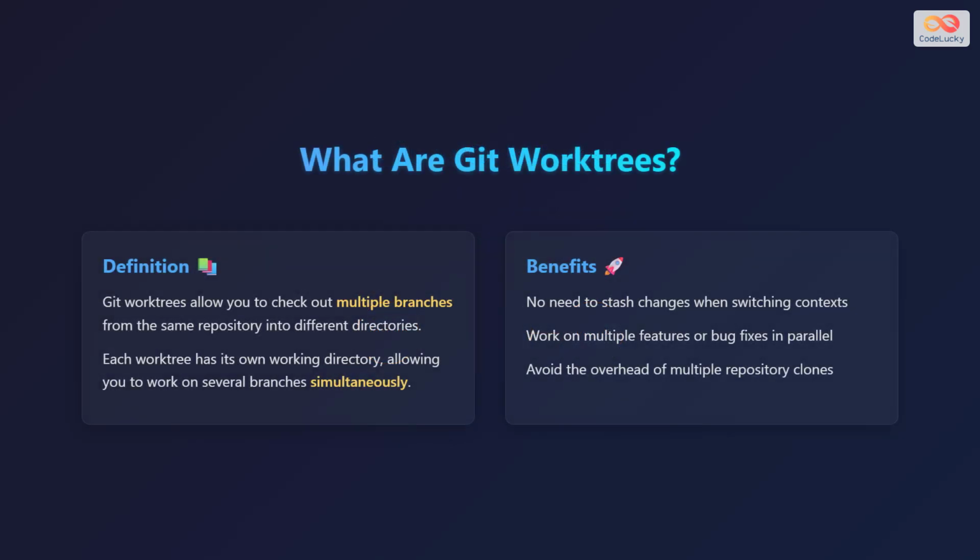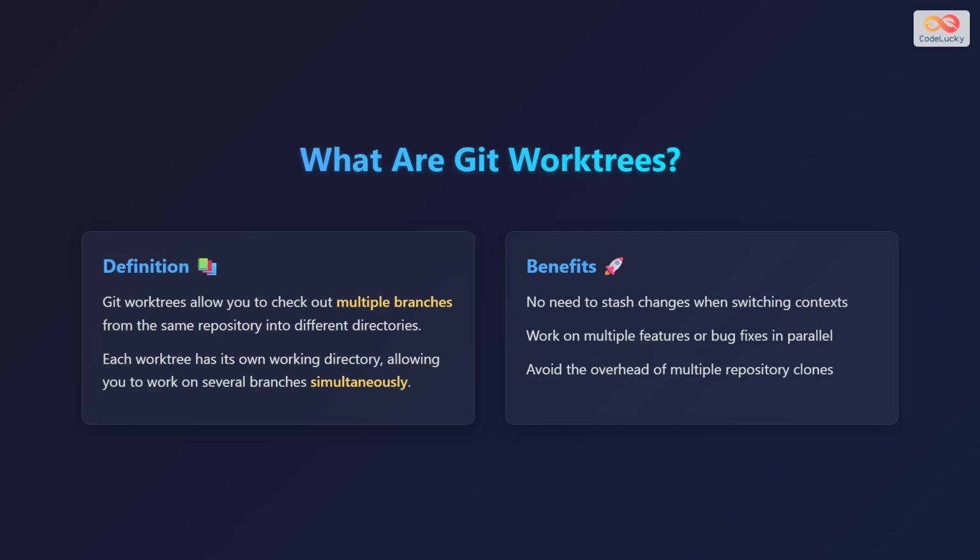So, what exactly are Git Worktrees? Git Worktrees allow you to check out multiple branches from the same repository into different directories. Each worktree has its own working directory, which means you can work on several branches at the same time, without them interfering with each other.